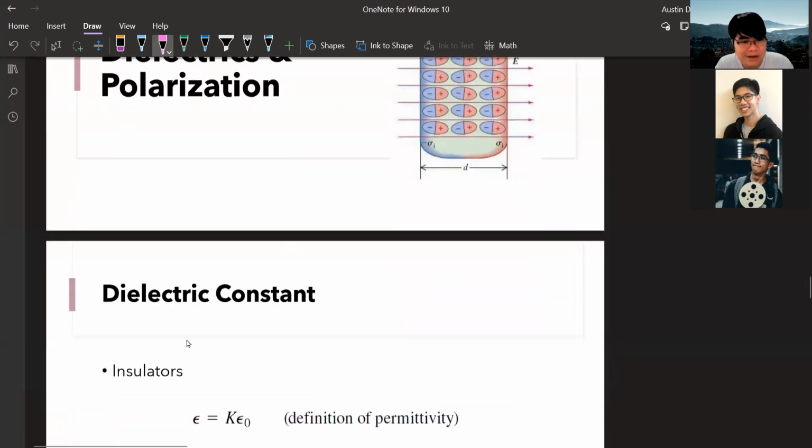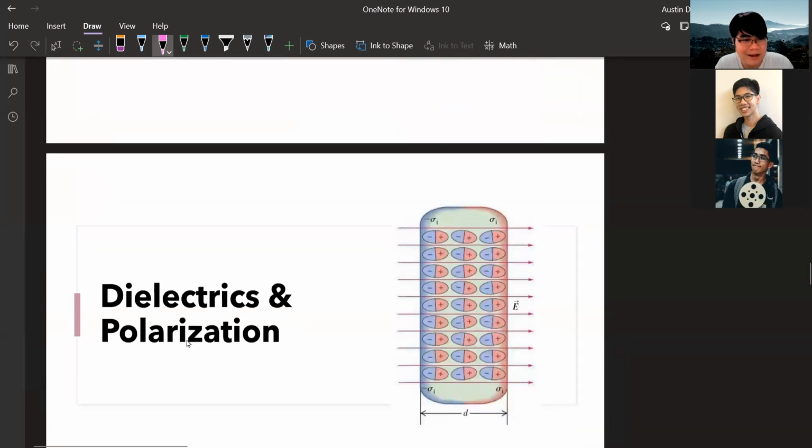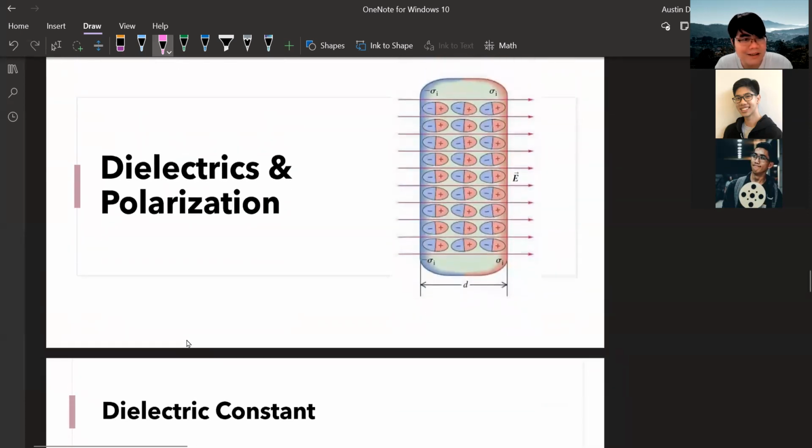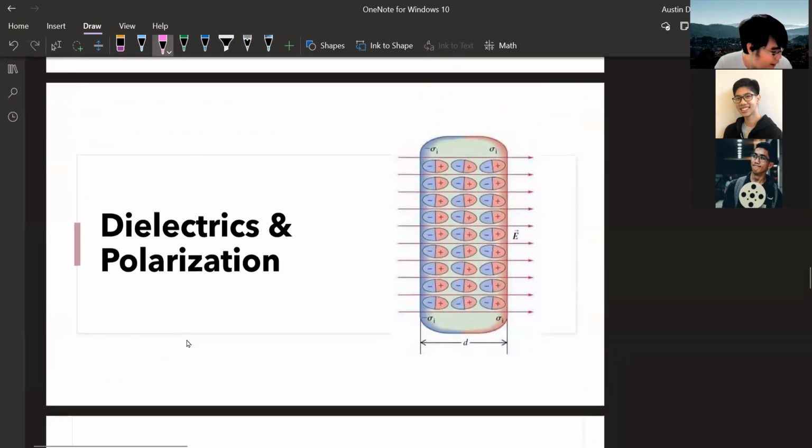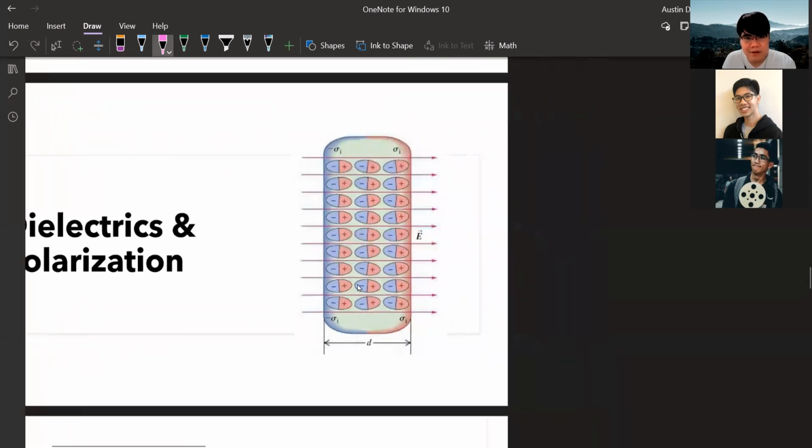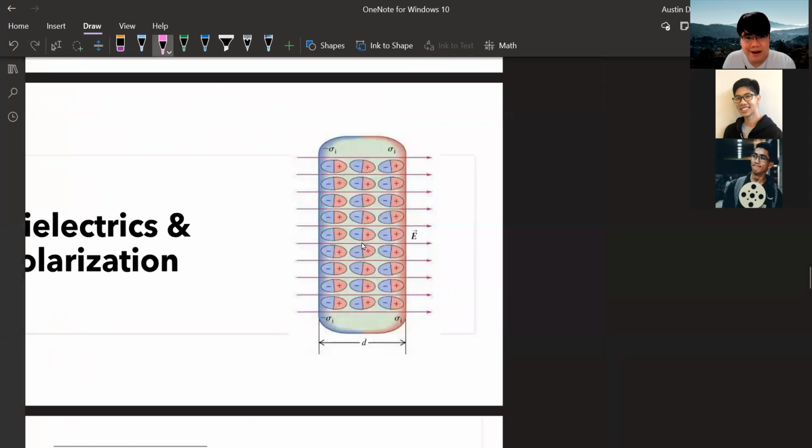So, from now on, tawagin na natin silang dielectrics para fancy-schmancy tayo. Okay? And then, kapag may material ka, syempre yung material mo, may molecules, may mga protons, may electrons, ganyan. So kapag binombard mo siya ng electric field, what happens is that yung mga materials and the molecules inside of them, they would align accordingly.